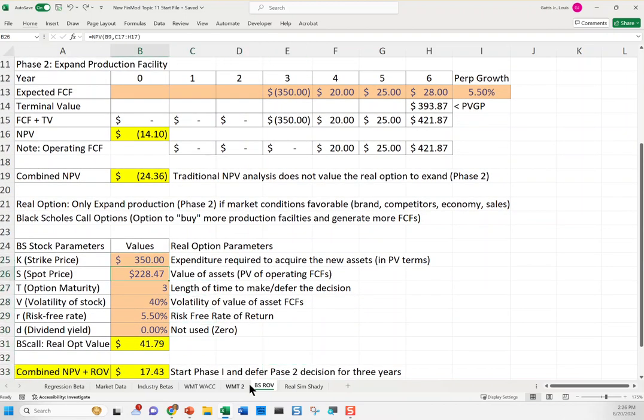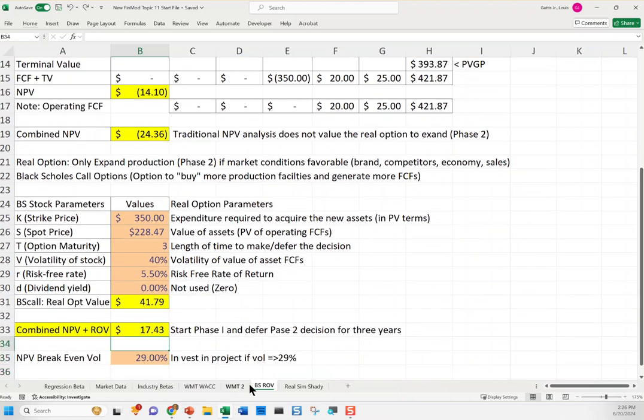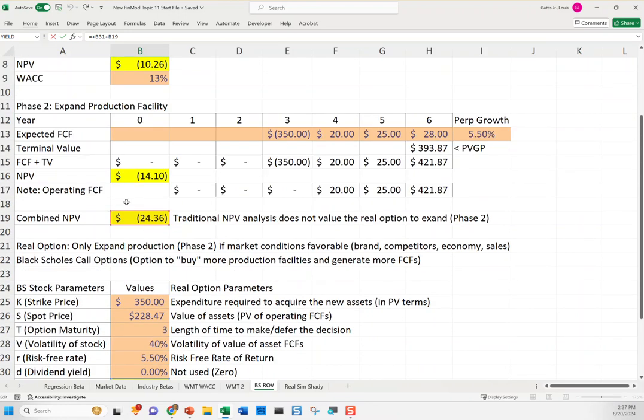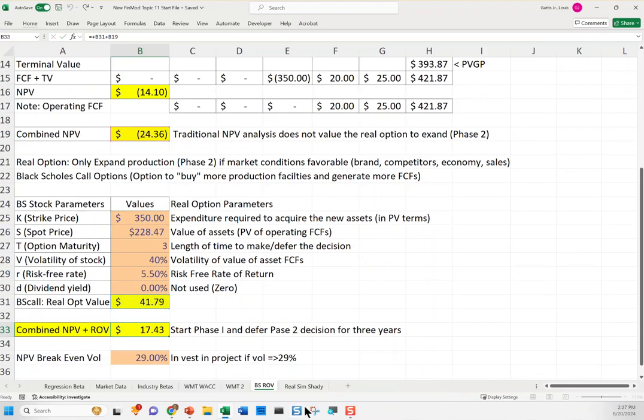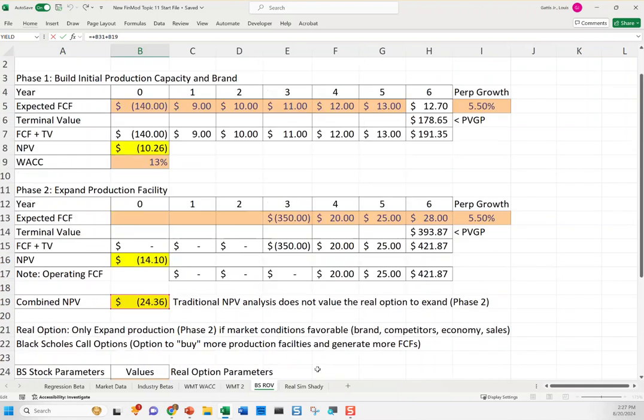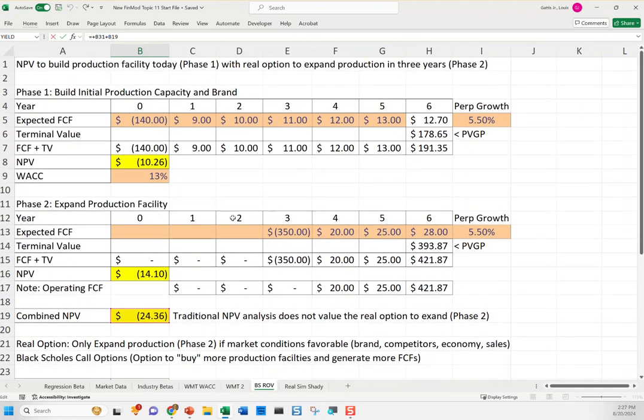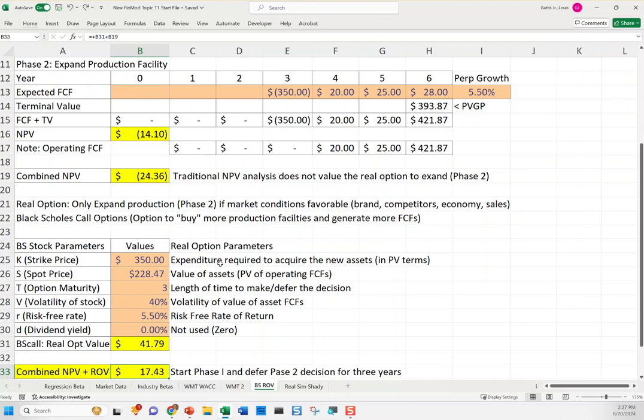You just need to know there's a high volatility, so this thing could be more valuable. So how would I calculate the NPV of this? Well, I can add the 41 option value to the combined NPV. Now I have an NPV of $17. I should definitely build the first facility. This makes a lot of sense, and you think of it as a strategic decision.